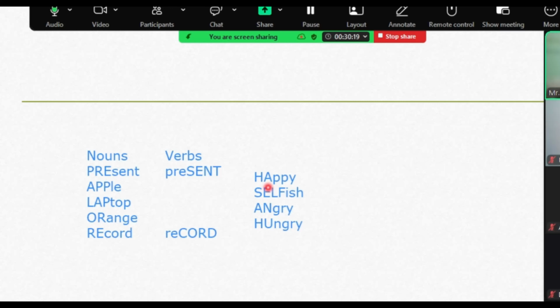Okay, you can see it in that way. If it is a noun, we use the first syllable stress. If it is a verb, usually or normally we use the second syllable stress. If it is an adjective, we use the first syllable stress. Noun and adjective are the same with two syllables: first syllable stress.